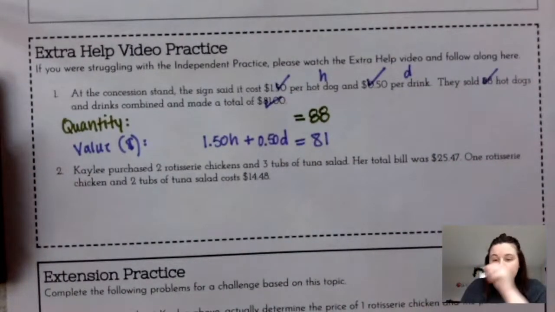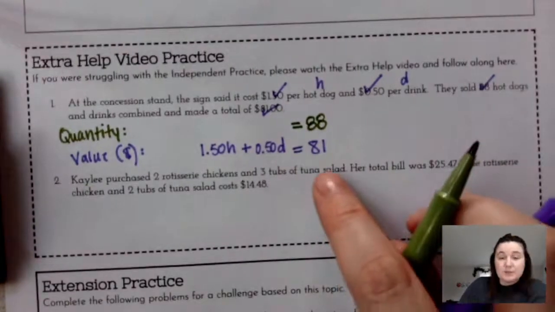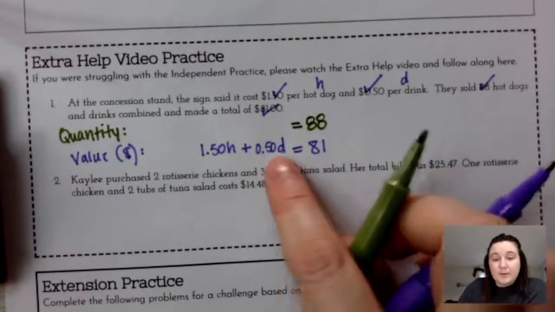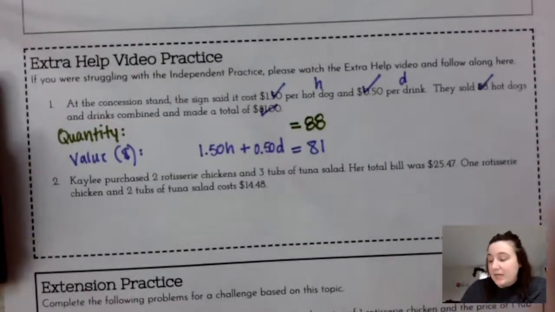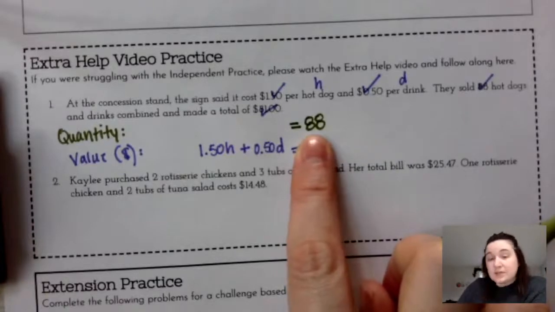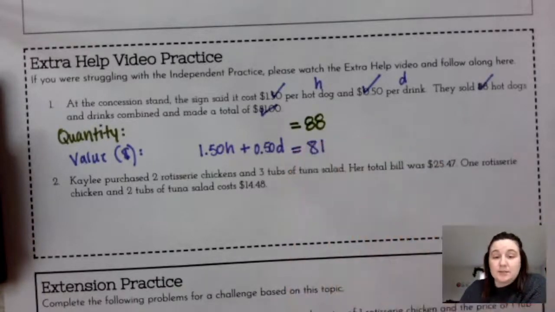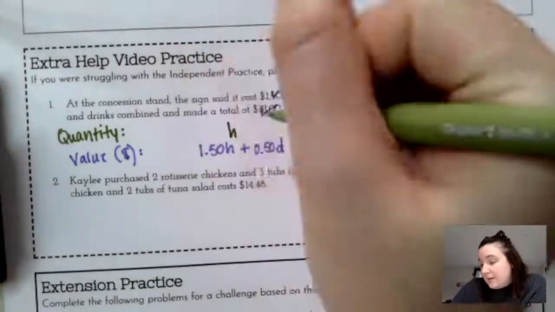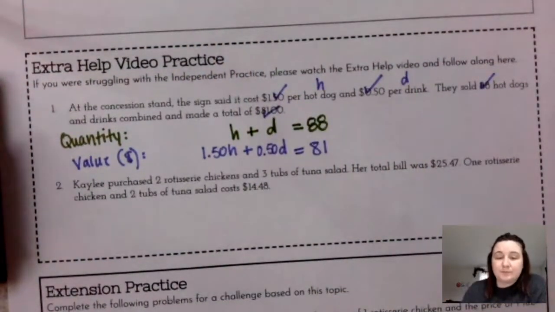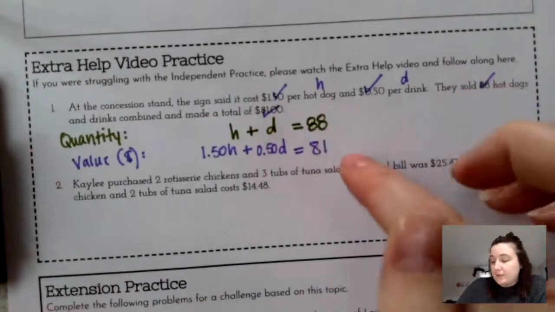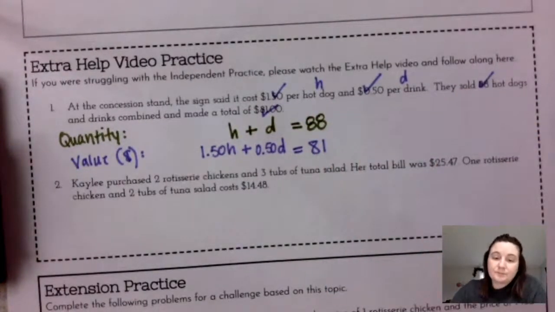So now here's where I think a lot of people get confused. We seem to be doing well with this kind of equation, but then when it gets to the quantity, we get a little stuck because there's no more information left. However, if we know that 88 things were sold and those things were hot dogs and drinks, all we have to do is add up how many hot dogs plus how many drinks, and that is equal to 88. And so we have our quantity equation and our value equation.